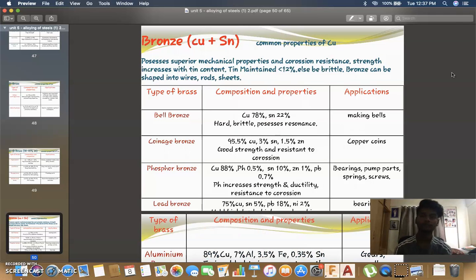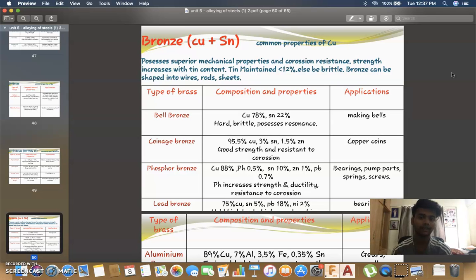Now let's go for bronze, which is nothing but Cu plus Sn. It possesses superior mechanical properties and corrosion resistance. Strength increases with tin content. Tin is maintained at less than 12%, else it becomes brittle. Bronze can be shaped into wires, rods, and sheets. Now, types of bronze. Bell bronze contains 78% copper and 22% tin, which, as the name itself says, is used for making bells.